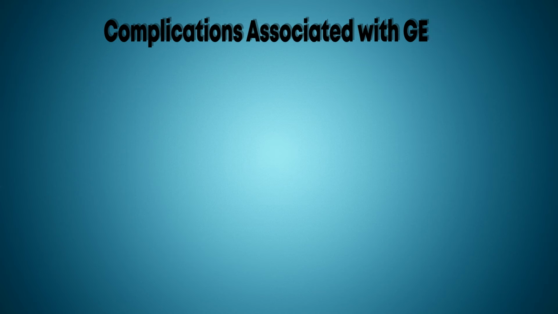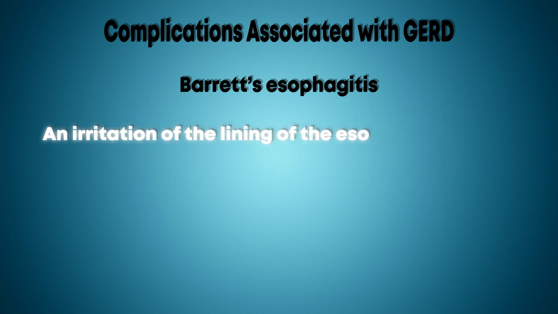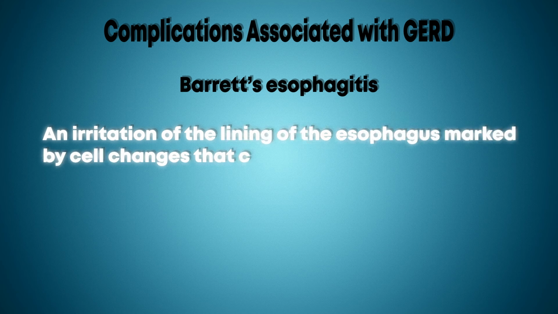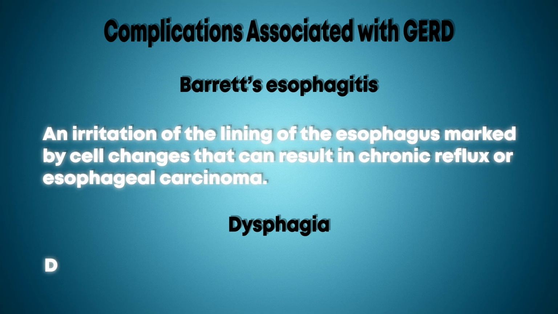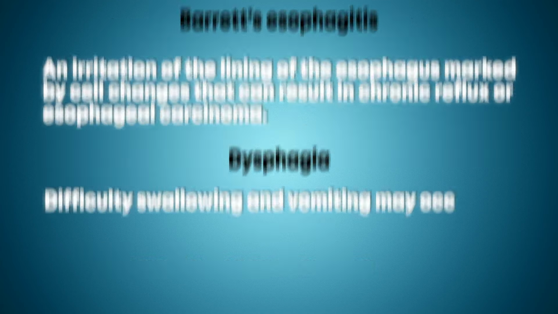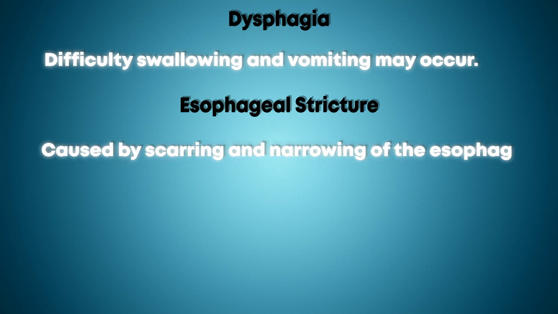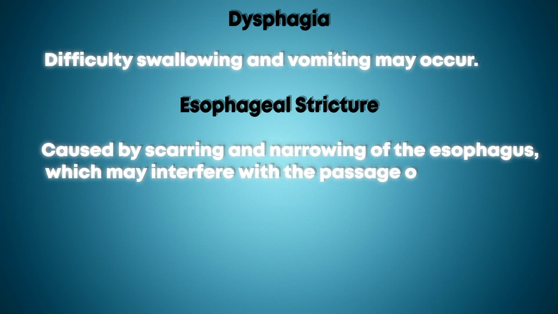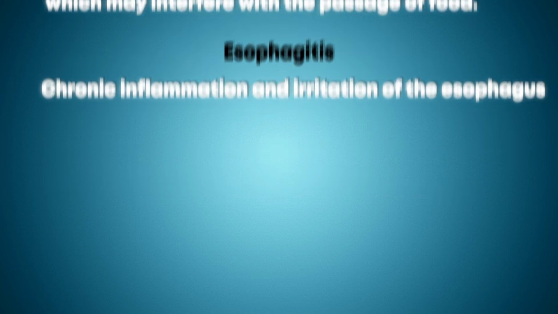Complications associated with GERD: Barrett's esophagitis, an irritation of the lining of the esophagus marked by cell changes that can result in chronic reflux or esophageal carcinoma. Dysphagia, difficulty swallowing and vomiting may occur. Esophageal stricture, caused by scarring and narrowing of the esophagus, which may interfere with the passage of food. Esophagitis, chronic inflammation and irritation of the esophagus.